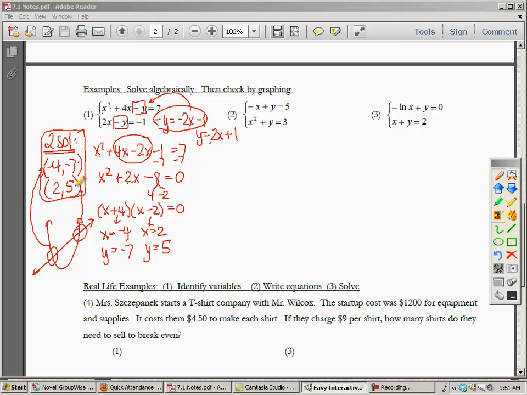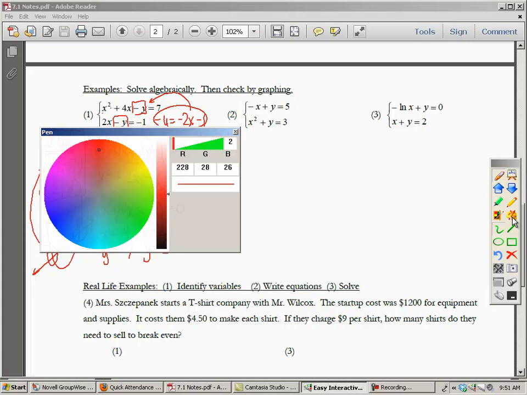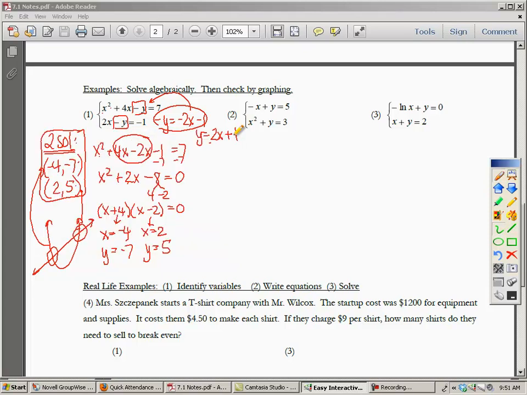All right, take a look at number 2. I'm going to switch my color so we don't mix up work. I'm going to solve again for y, and I don't want to mess with the x squared, so I'm going to solve the first equation, y equals 5 plus x. Okay, and I'm going to take this and plug it in. So x squared plus, and I'm going to put this in order, plus 5 equals 3, and I'm going to move the 3 over. So I have x squared plus x plus 2 equals 0.